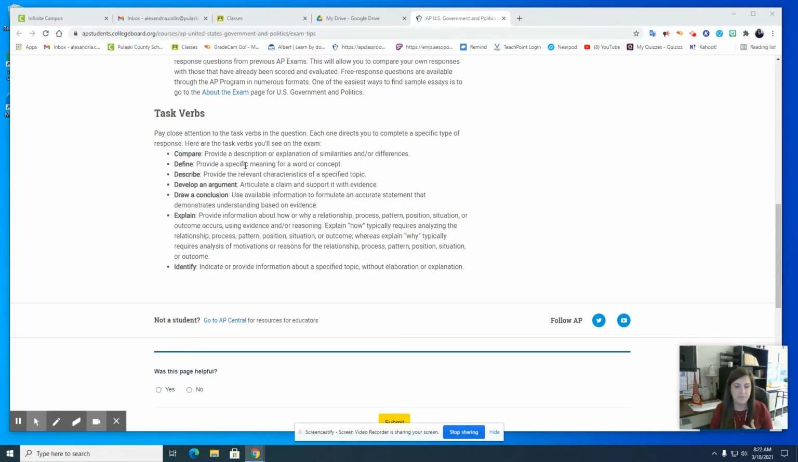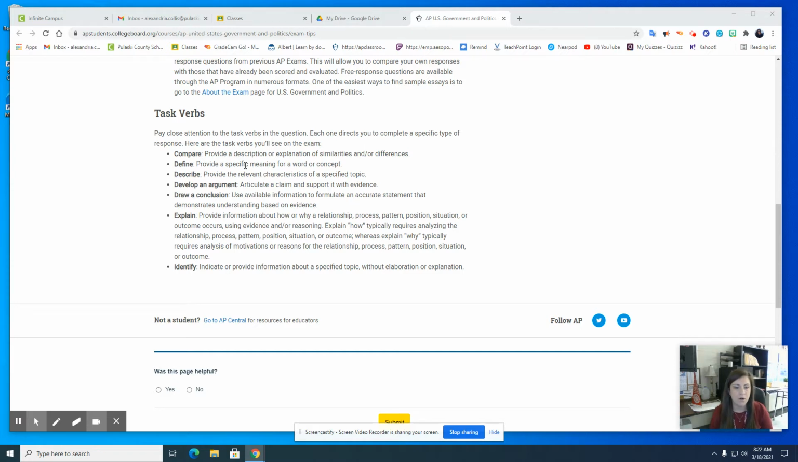If it asks you to define, you're providing a specific meaning for a word or a concept. So if it's asking you to define something, you're giving a definition. If it's asking you to describe, then you're providing the relevant characteristics of a specific topic. If you're describing something, give as many characteristics as you can. Go into as much detail as possible, because it's not going to count against you writing more, but if you don't include enough, then you might lose points.